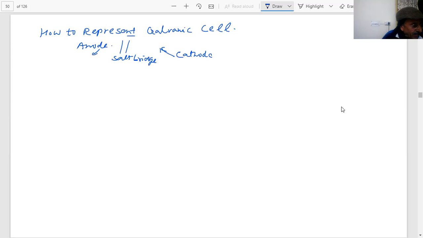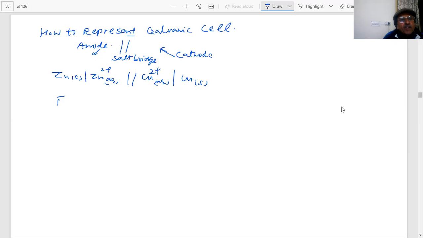So in the Daniel cell, if I have to represent it, students, zinc is undergoing oxidation and copper 2 plus undergoing reduction. So we have to mention the concentrations of these ions which we have shown here. What are the concentrations of zinc ion? What are the concentrations of copper ions? We have to write here. So at anode oxidation, at cathode reduction, this is a way to represent a cell.